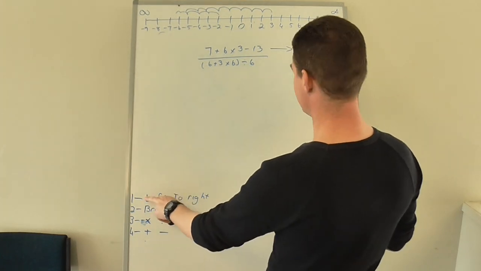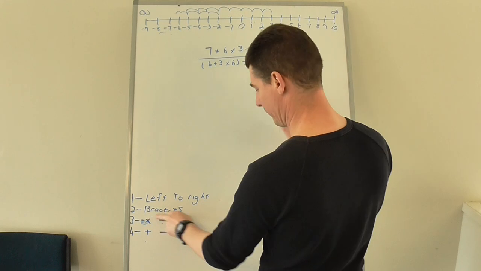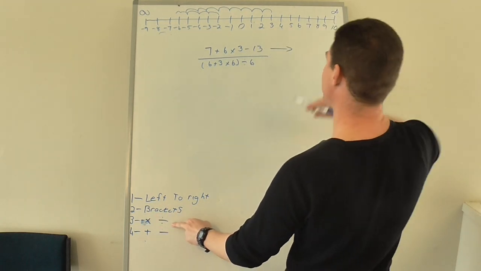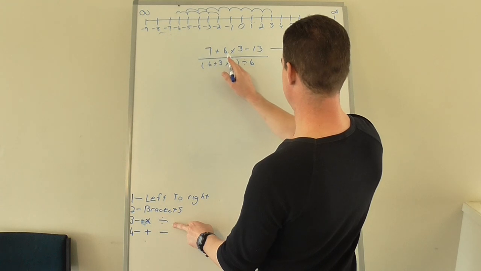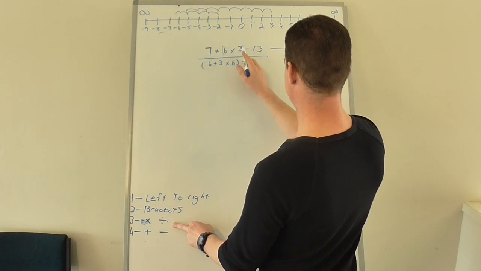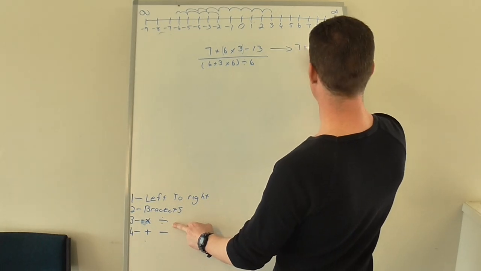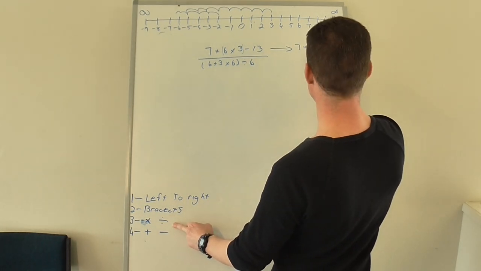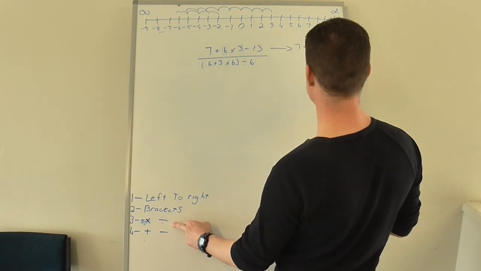You work left to right. Are there any brackets? No. Are there multiplication and division? Yes. So obviously, those two. Okay. So it's 7 plus 6 times 3, which is 18, minus 13.